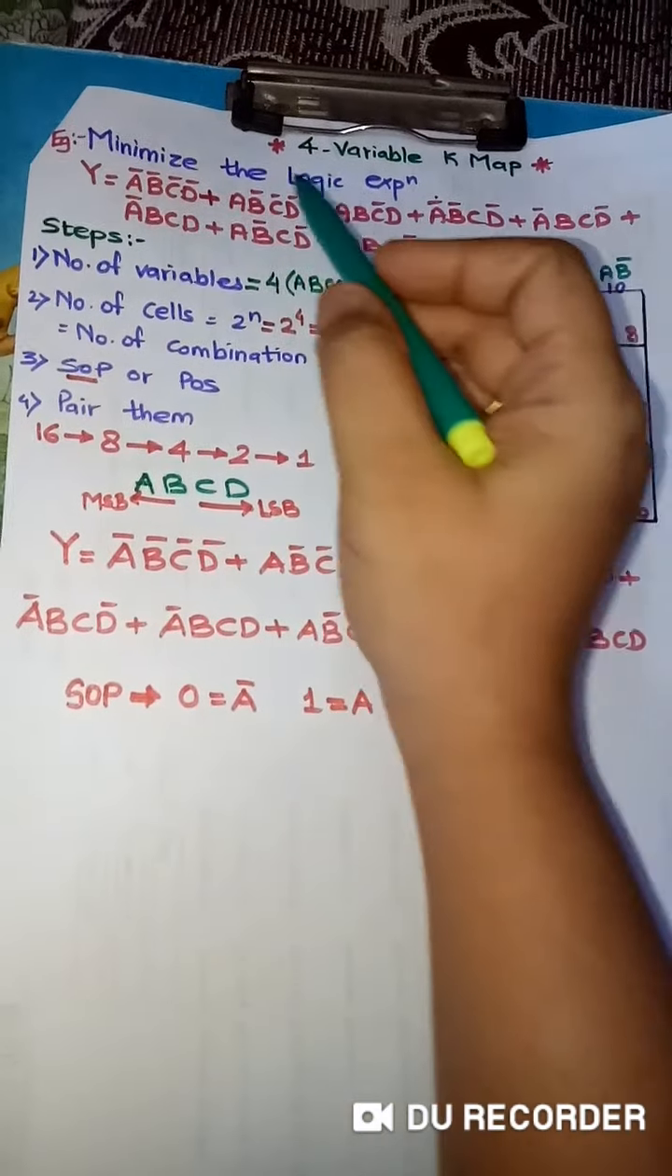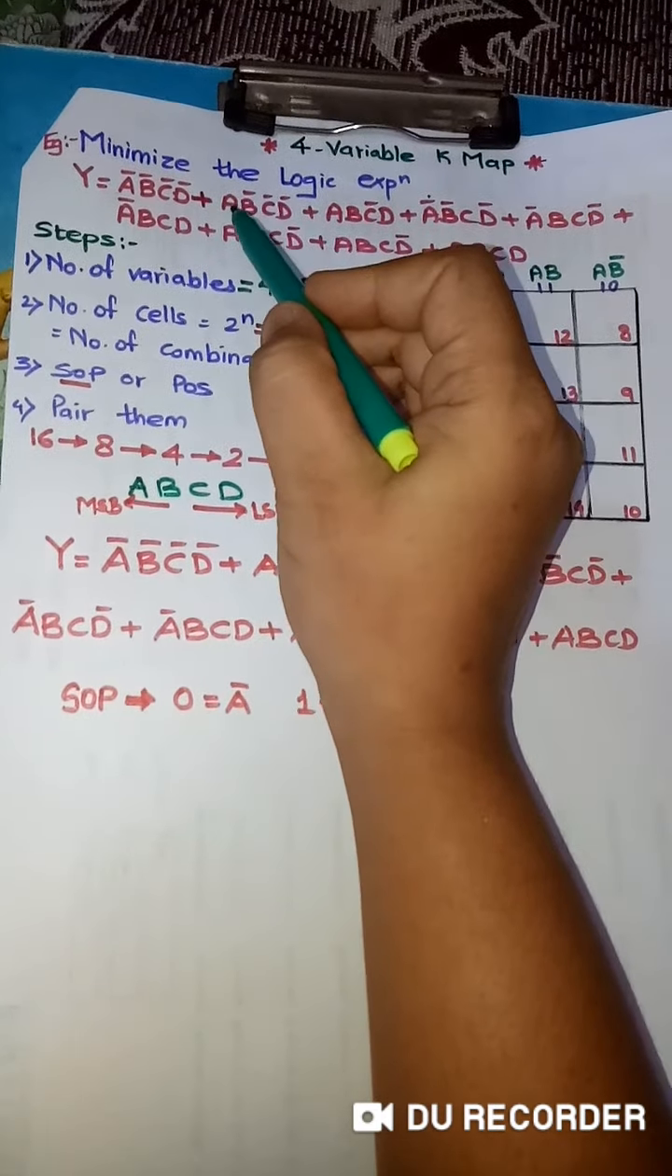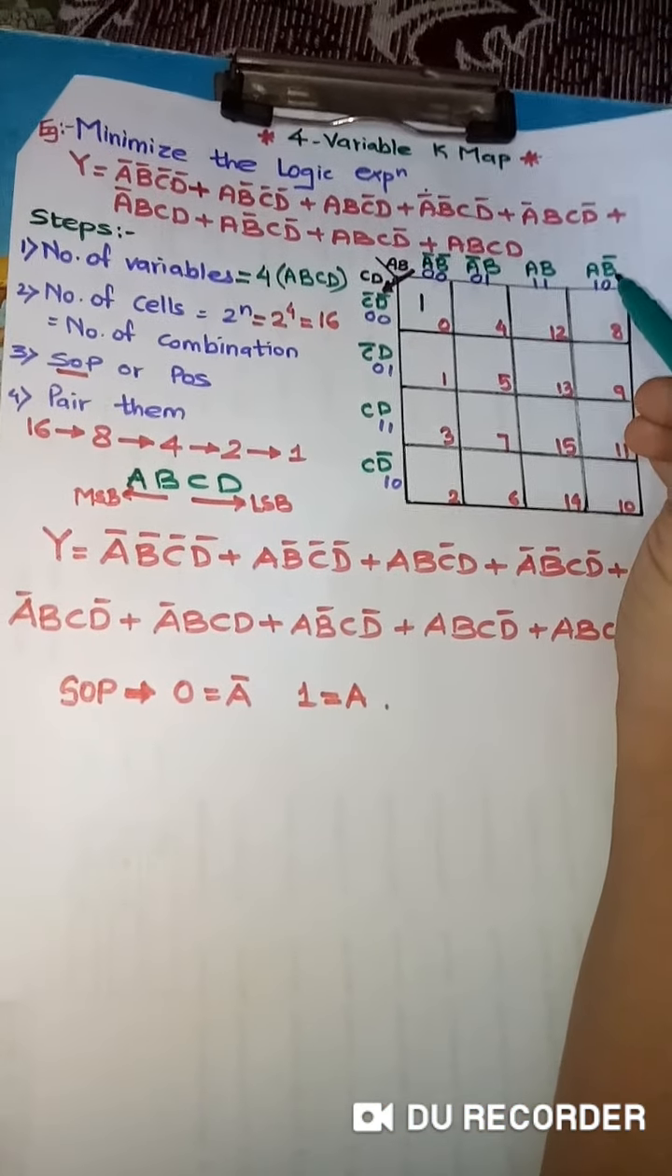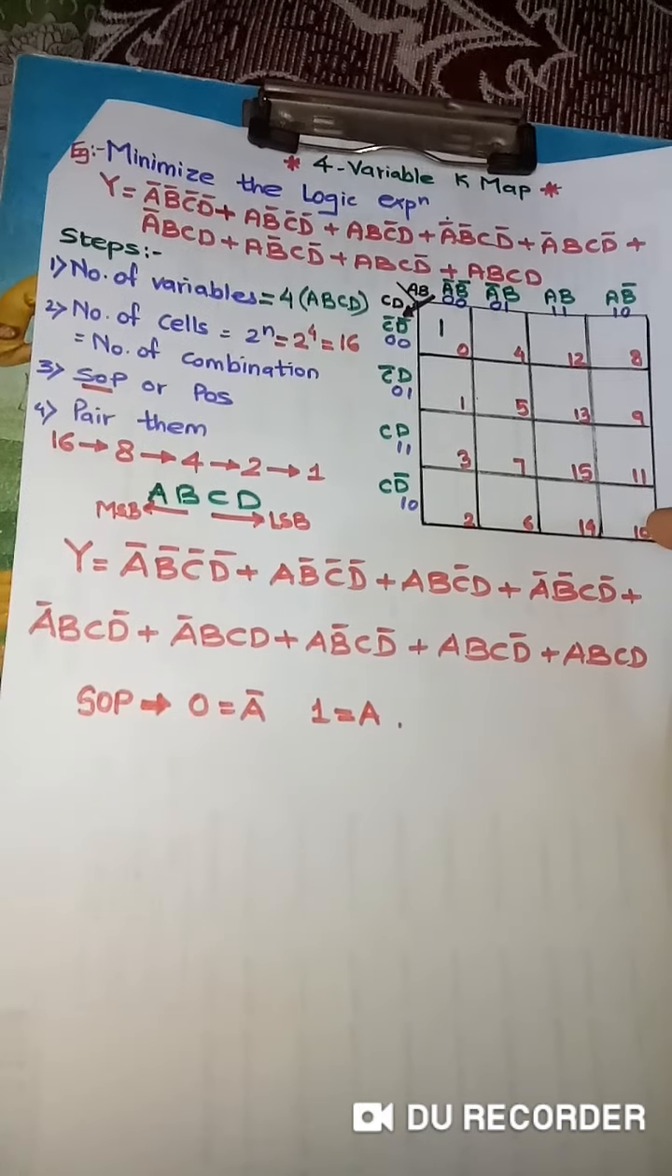Then my next term is A, B bar, C bar, D bar. We will find A, B bar first. Where is A, B bar? Here, A, B bar means this particular column we are talking about, right?